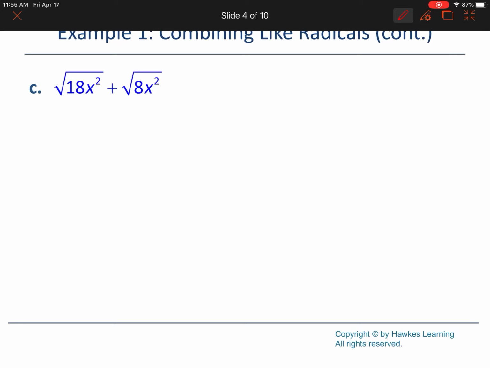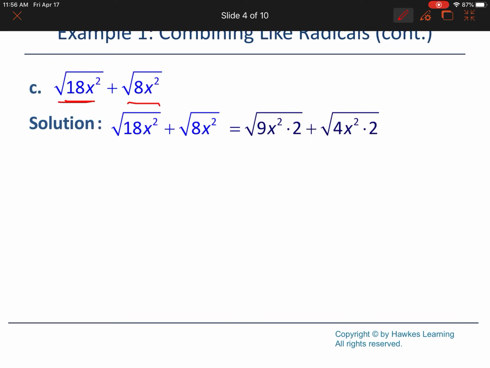Okay, so this one is a little bit different because the radicals don't match. Right? This one is 18x squared, and this one is only 8. So we can add them together unless they're exactly the same, but we don't know whether they're exactly the same because they're not reduced. So the first thing you have to do is reduce each one of them, just like we did in the previous section, right?